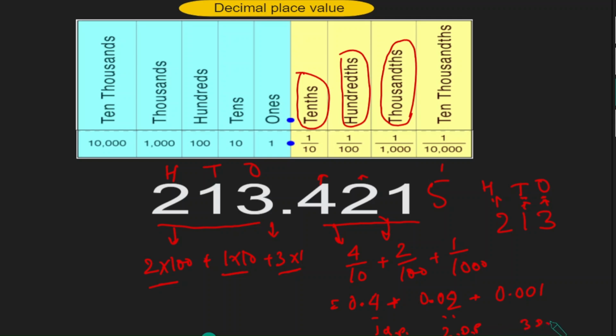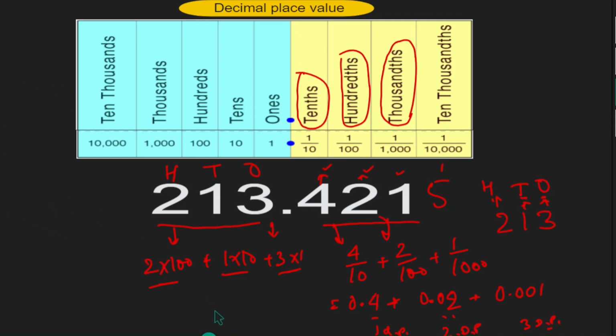Likewise here it will be 3 decimal places. So in the number 213.421, how many decimal places are there? It is 1, 2, 3. 3 decimal places are there in this number. I hope you understand. Right?